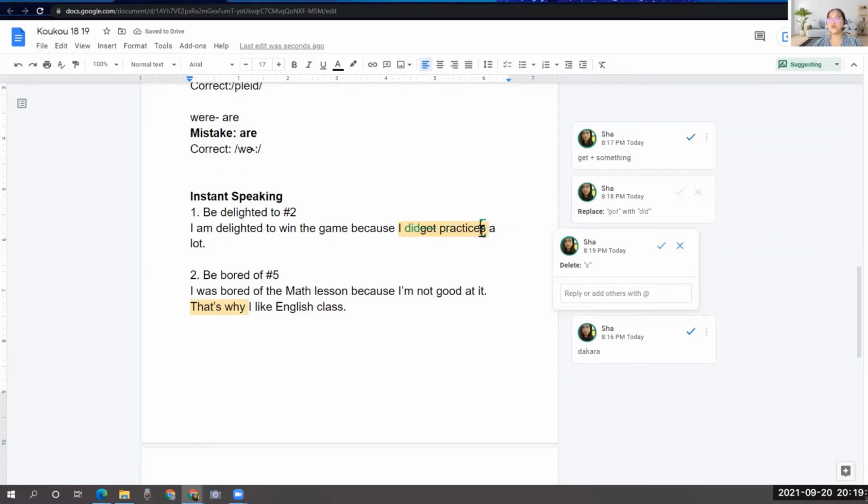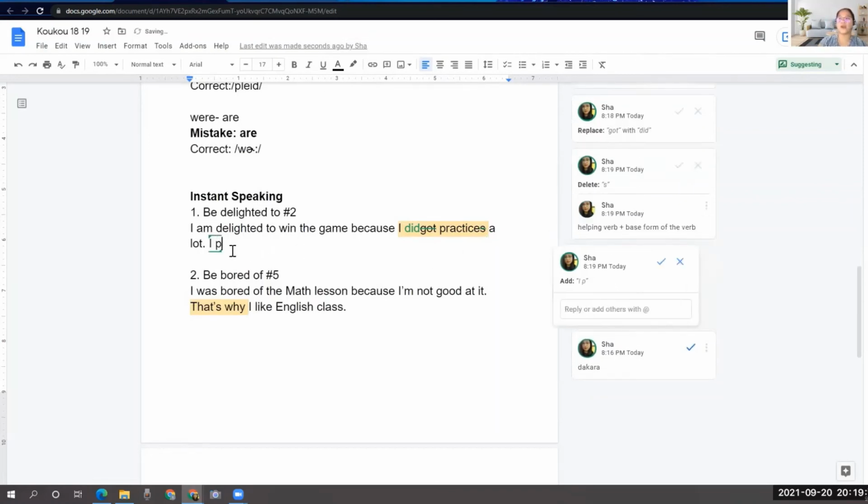We cannot say practices because the pattern is did, the helping verb, plus the original form of the verb, the base form of the verb. So we cannot say practices. Or you can also say because I practiced a lot.